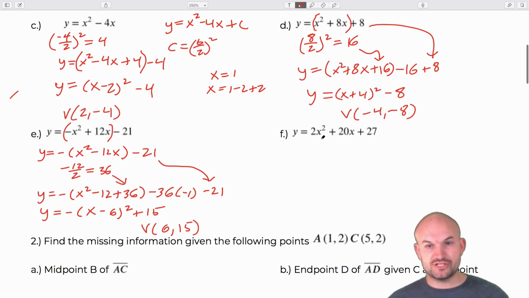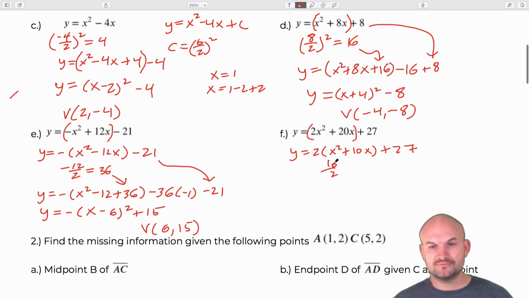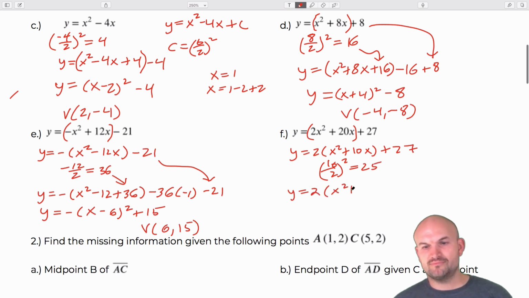Again, we're only concerned here about grouping, creating a perfect square trinomial with these first two terms. So I'm going to factor out a 2. That gives me x squared plus 10x plus 27. Now again, I need to create this as a perfect square trinomial. So I'm going to take 10 divided by 2 and square it. 10 divided by 2 is 5. 5 squared is 25.